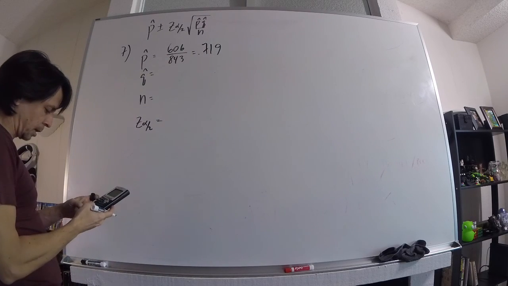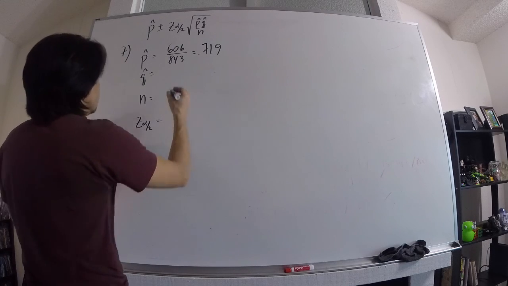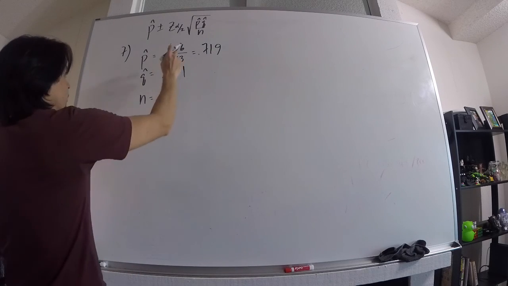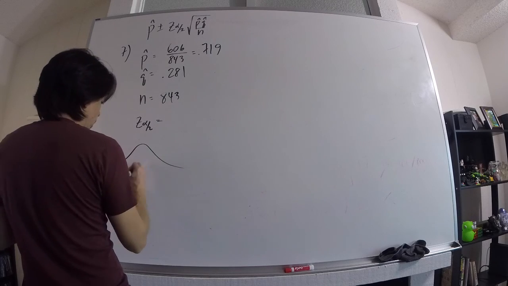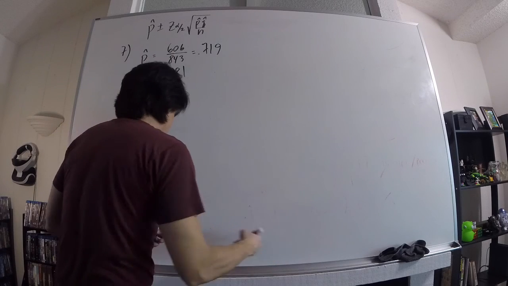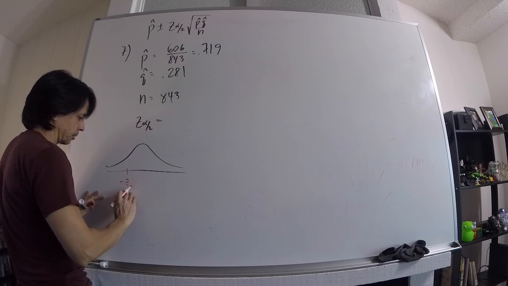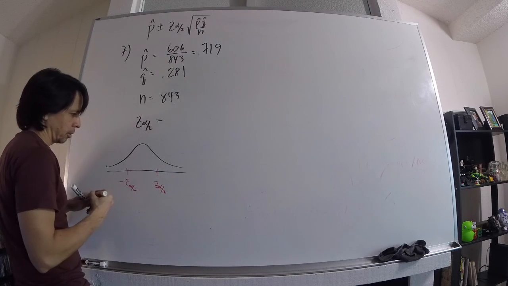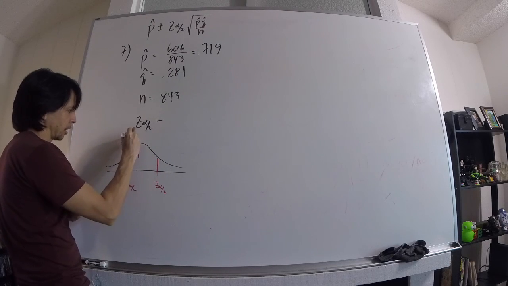Q hat, 1 minus that, is 0.281. N is 843, not the 606, but the 843. And then my z-score. Alright, let me do this. I gotta find that z-score that creates a symmetric interval about the origin on your standard normal curve that contains that confidence level inside.